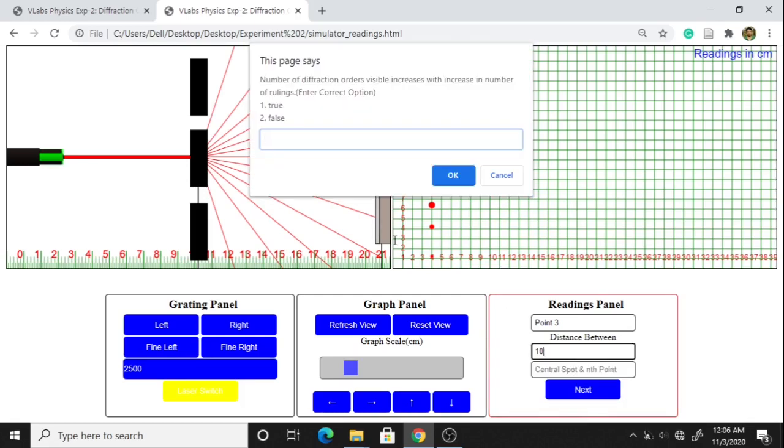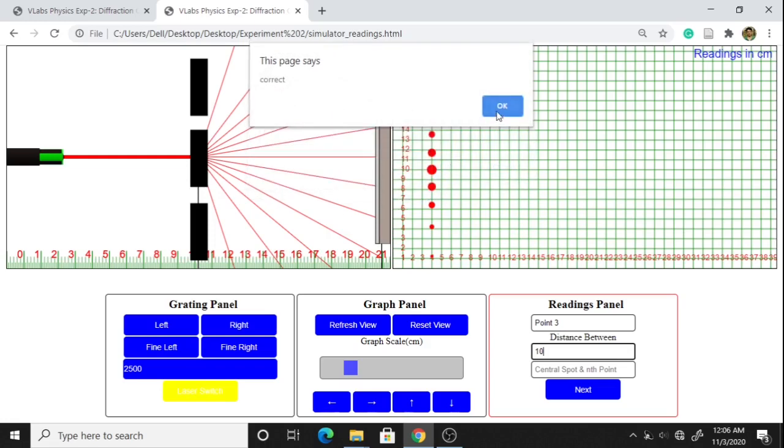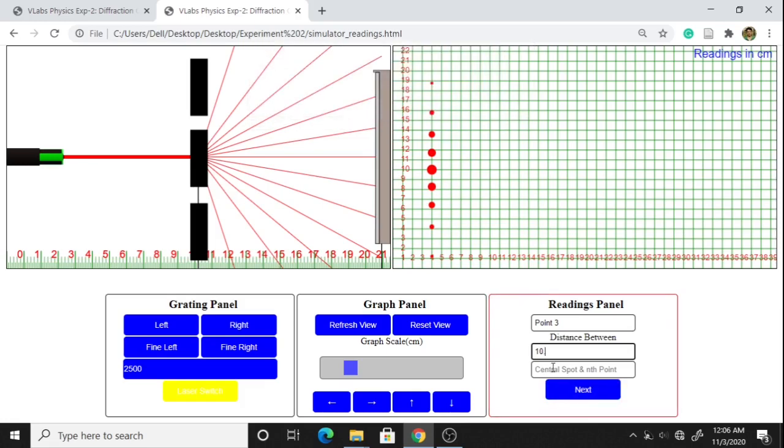So the question displayed here is: the number of diffraction orders visible increases with increase in number of rulings. This can be checked with the equation that we have, d sin theta equals n lambda. And d is inversely proportional to the number of rulings. So therefore it is this answer. When we correctly enter this answer, then we can go for adding the next readings.